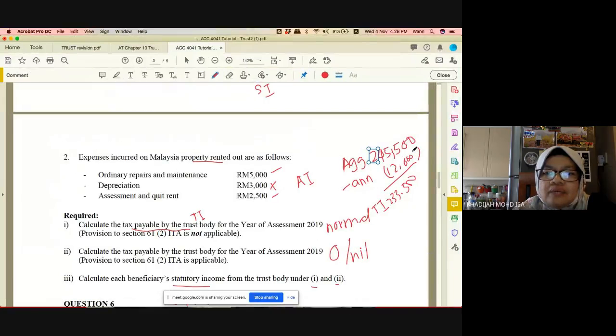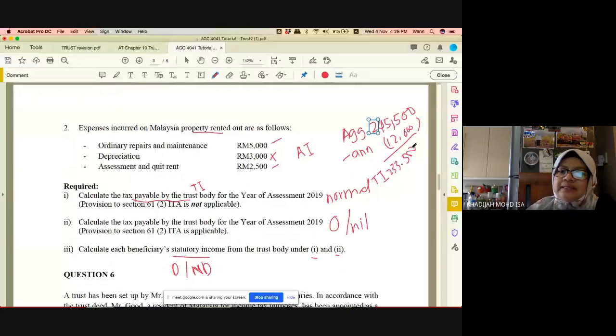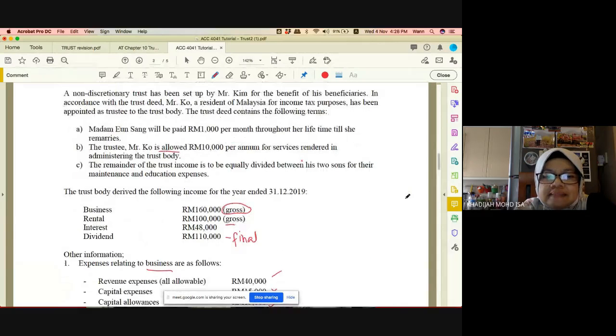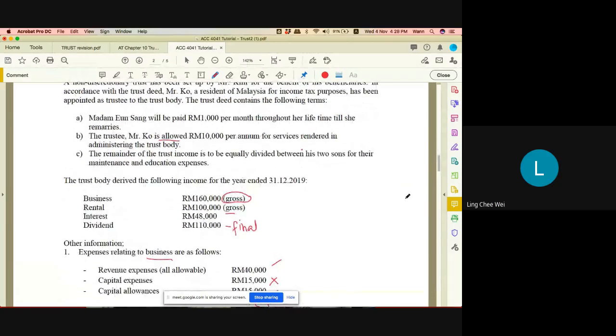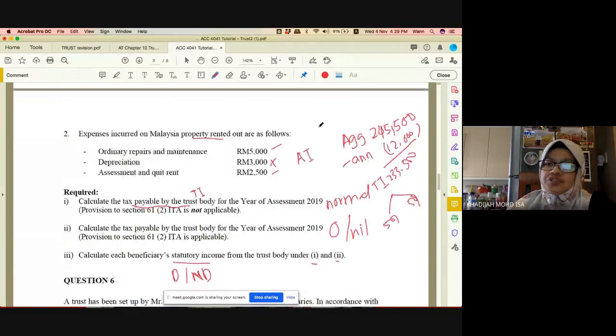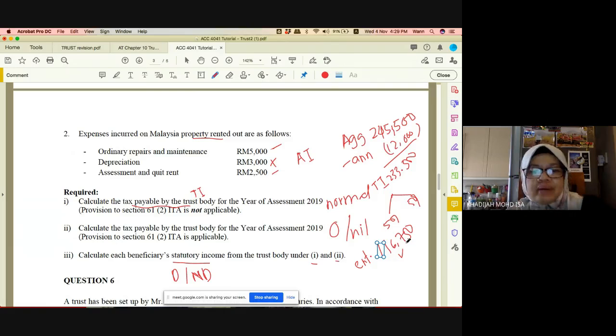Okay. Now, given 233,500, then you're going to divide this between your beneficiary, B1 and B2, 50% each. Okay, tell me, is this a discretionary or non-discretionary trust? Non-discretionary. No, because it's clearly mentioned equally ni dah ada kat sini. So non-discretionary. So bila non-discretionary divide by 2, so 116,750, right? So this is the amount of the entitlement. So because non-discretionary, so the statutory income would be this amount lah.